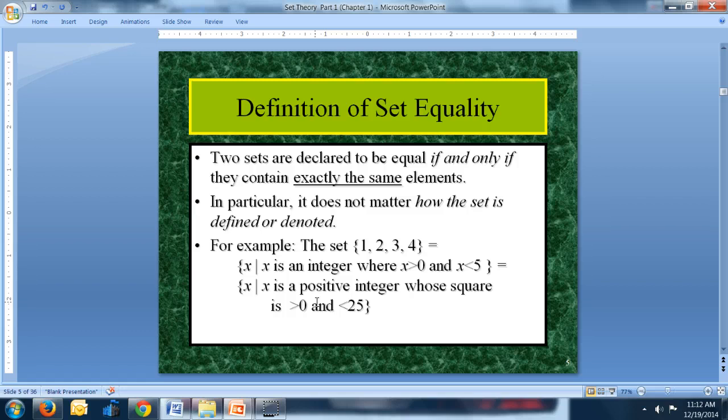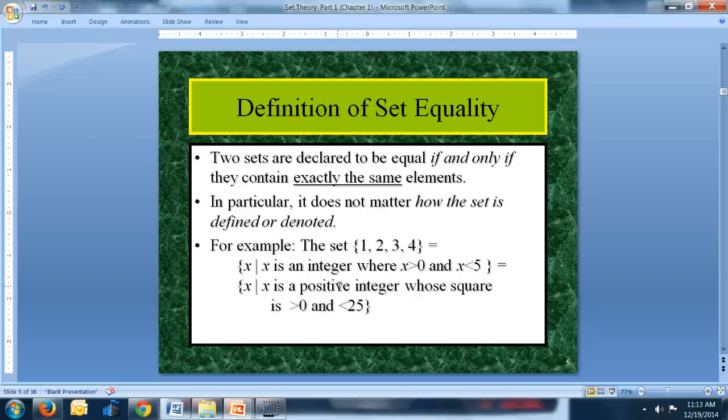Two sets are the same if they have the same objects or items. Here is a definition of a set that has the numbers 1, 2, 3, and 4. You can write it as a list, 1, 2, 3, 4, separated by commas, starting and closing with curly parentheses. Or you can use set builder notation, where you say x such that x is an integer between 0 and 5, not including 0 and 5.